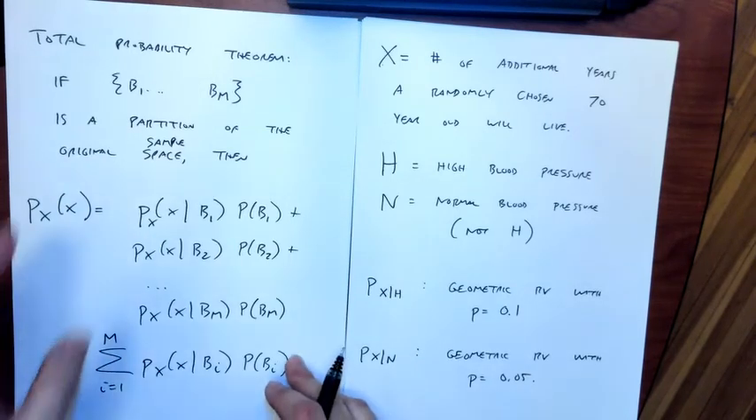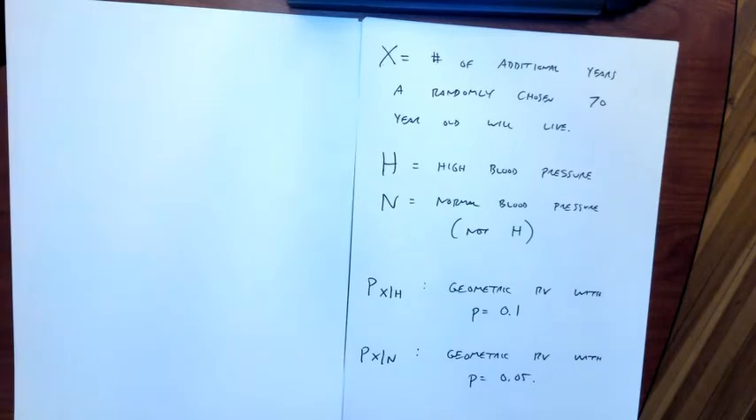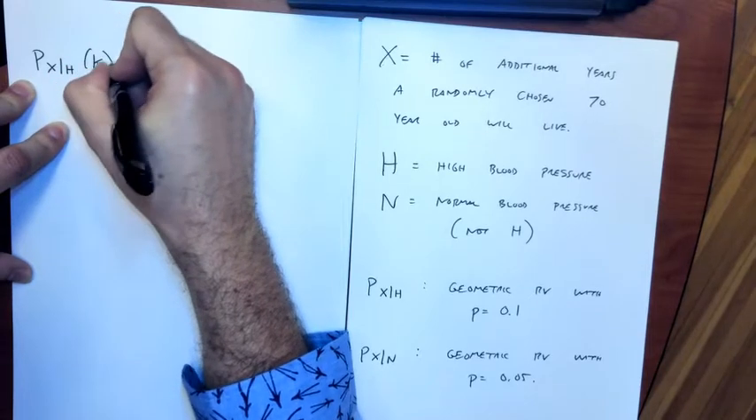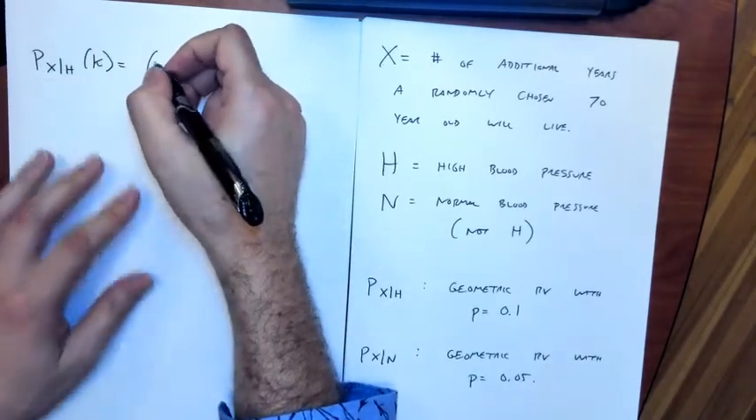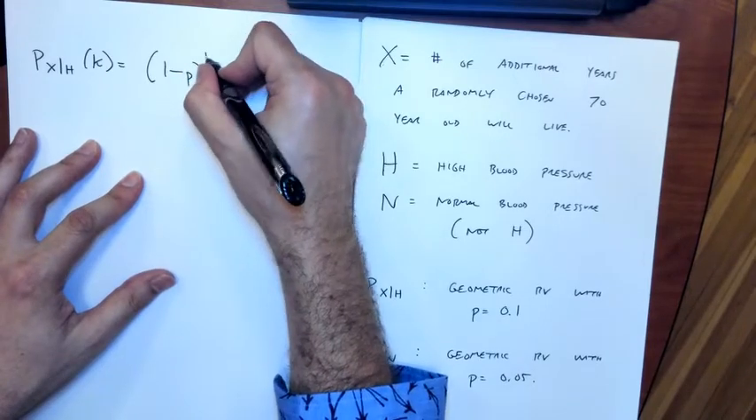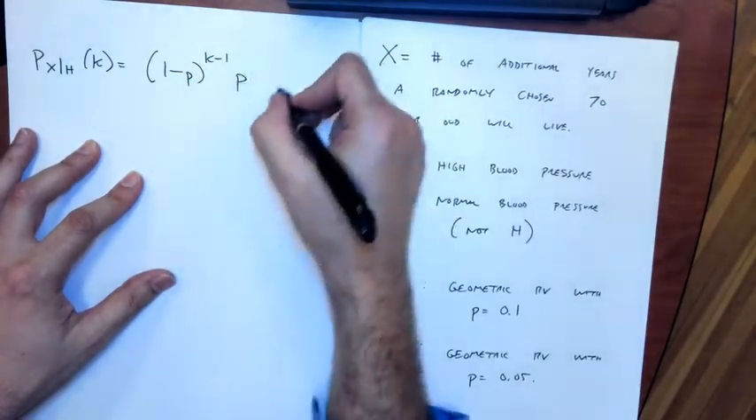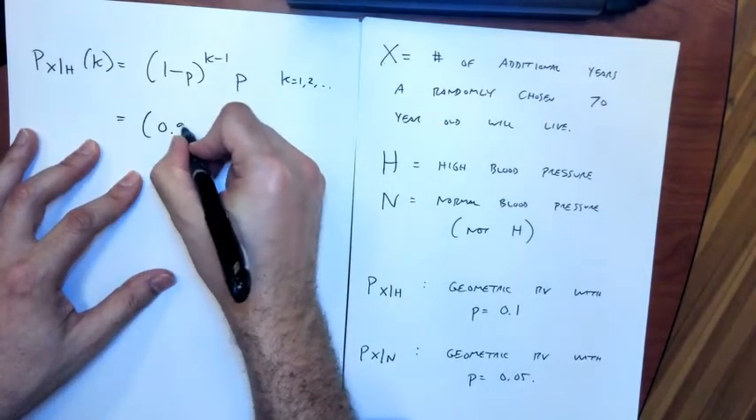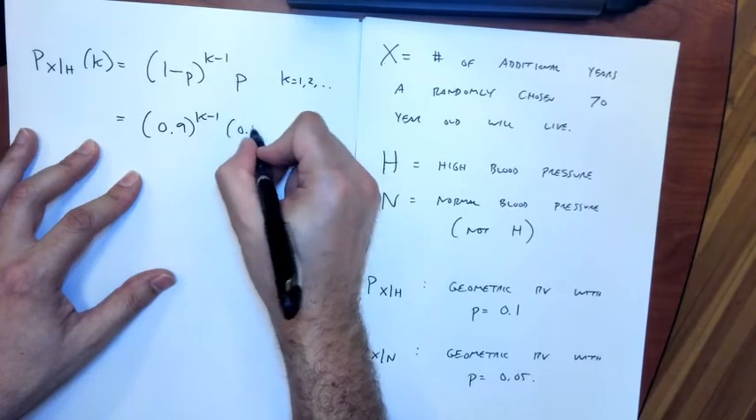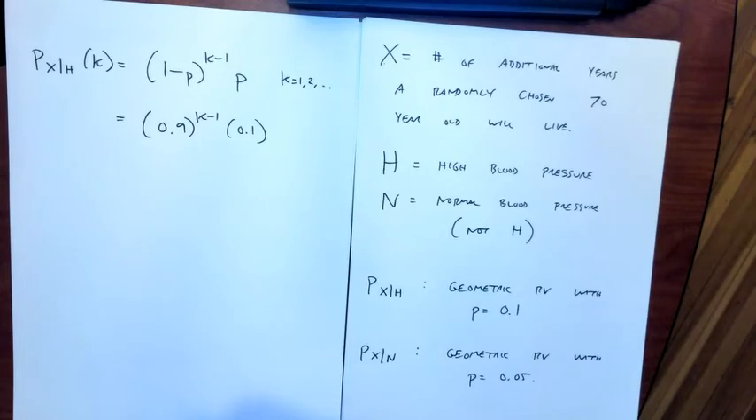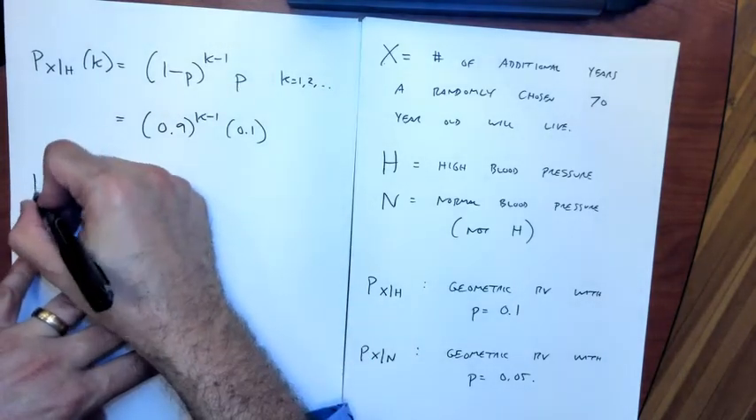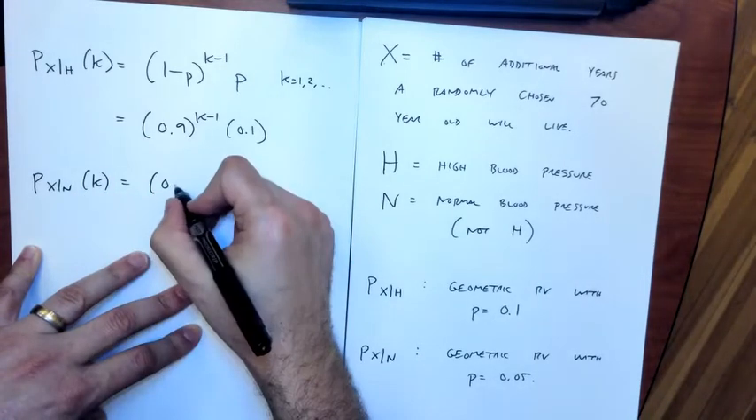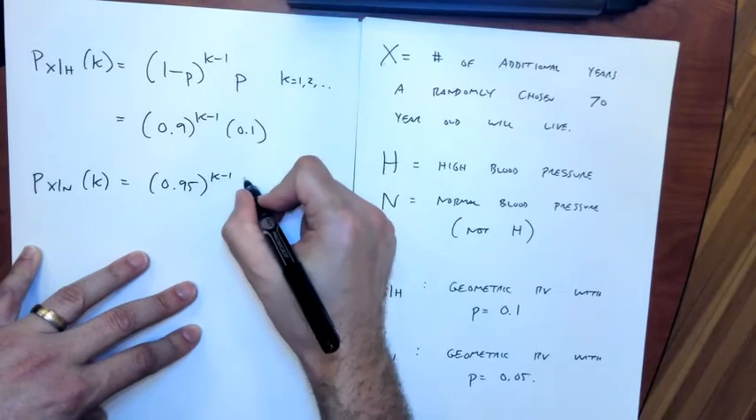So let's remember what that means, right? For example, the conditional PMF given high blood pressure is going to be (1 minus p) to the k minus 1 times p. We already know that. In this case, the p is 0.1. So this is my PMF for a high blood pressure person, and then this is my PMF for a normal blood pressure person.